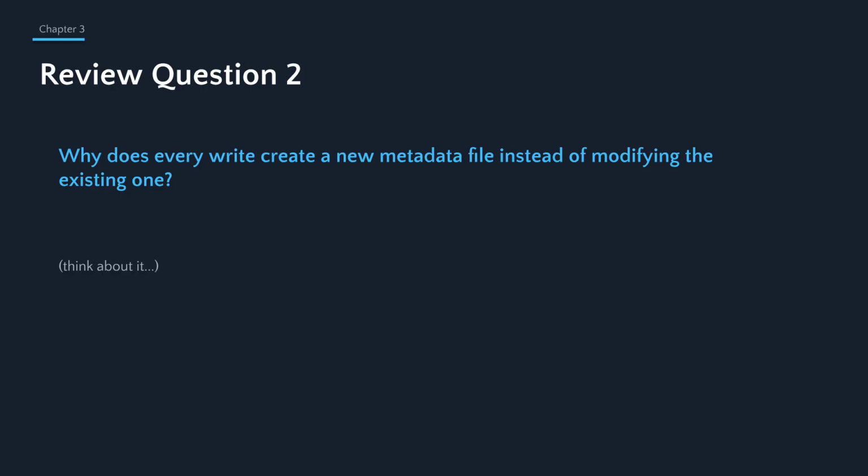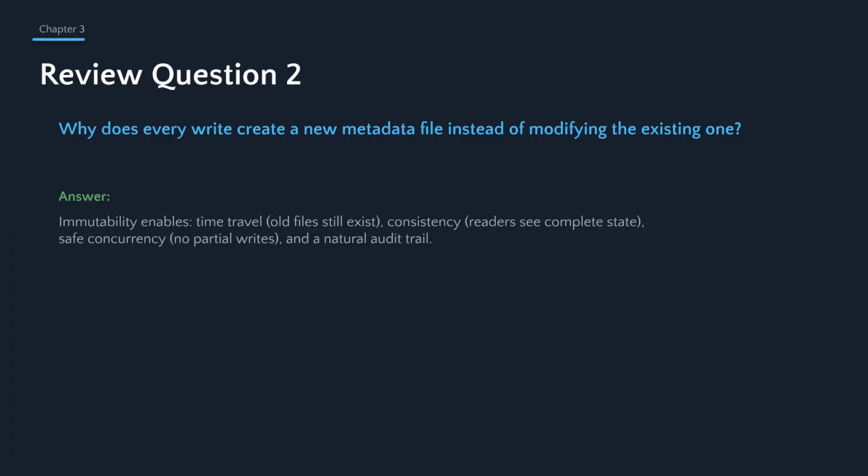Question 2. Why does every write create a new metadata file instead of modifying the existing one? Immutability provides several guarantees. It enables time travel since old metadata files still exist. It ensures consistency since readers always see a complete, valid state. It enables safe concurrent access since no file is ever partially written or corrupted by simultaneous operations. And it creates a natural audit trail of every change.